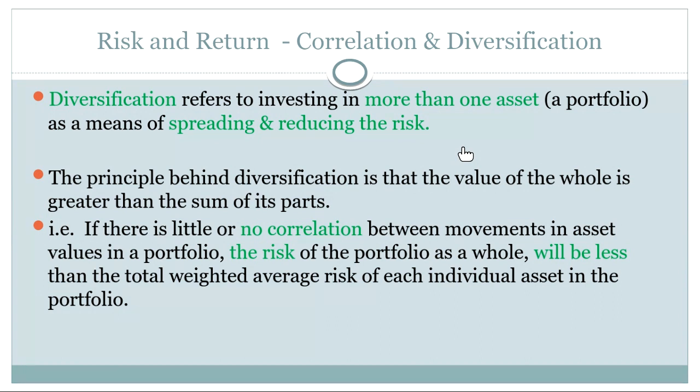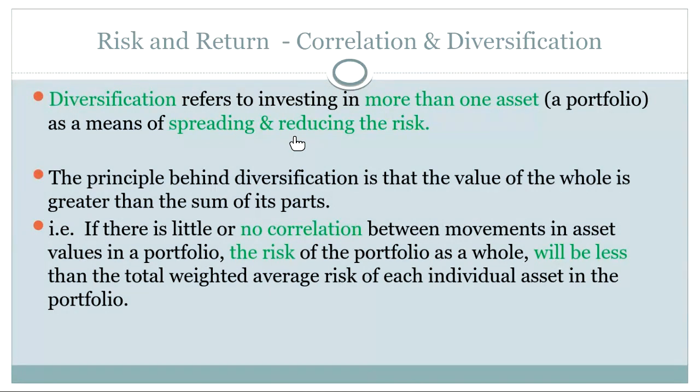If you only have one asset, you can't possibly be diversified, because in order to be diversified, that implies you have got more than one asset. And the whole reason why we do diversify as investors is because we want to spread our risk across different environments, across different industries, etc. And by doing that, we reduce the risk of our portfolio as a whole.